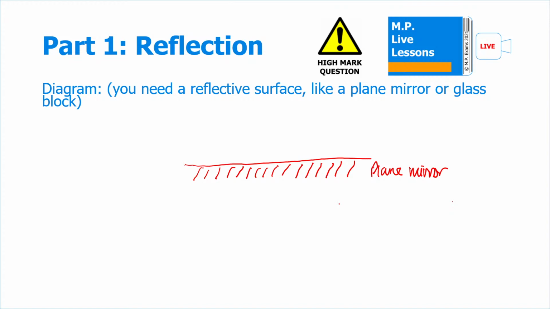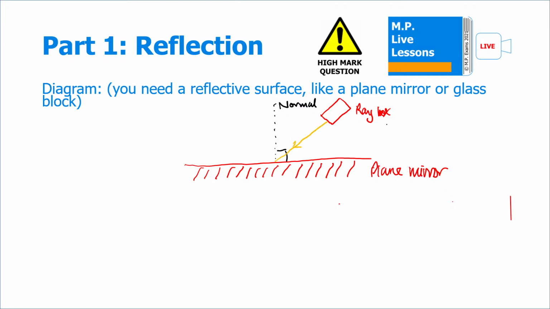Then you'll have your normal drawn out. That's at 90 degrees to the surface. Then what you'll have is your ray box that shoots out some light, and that should hit right here.